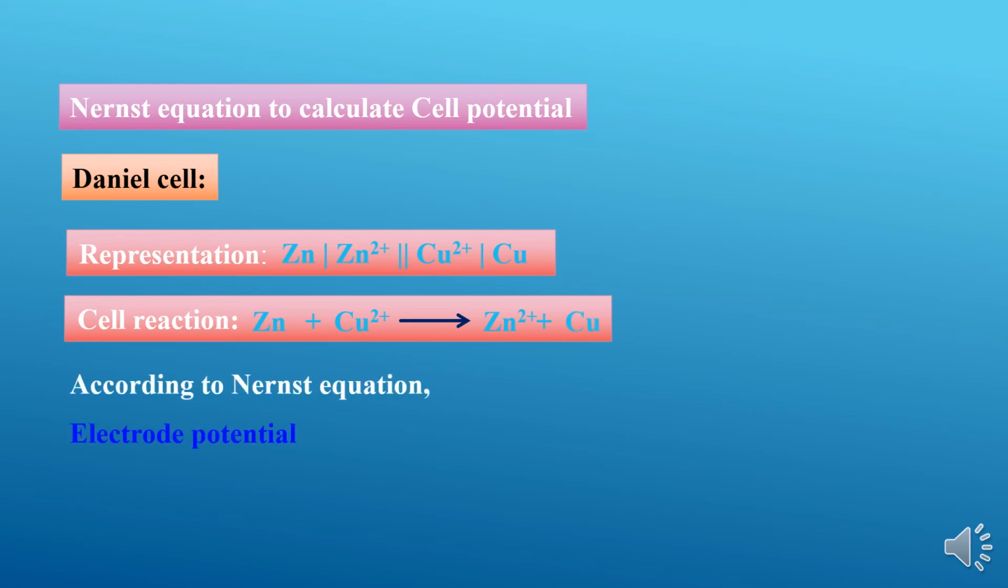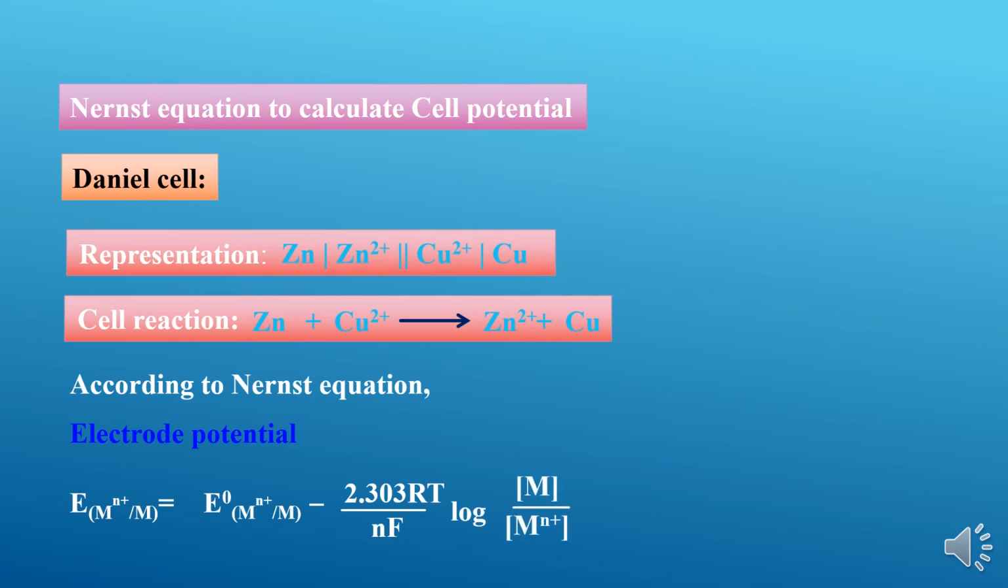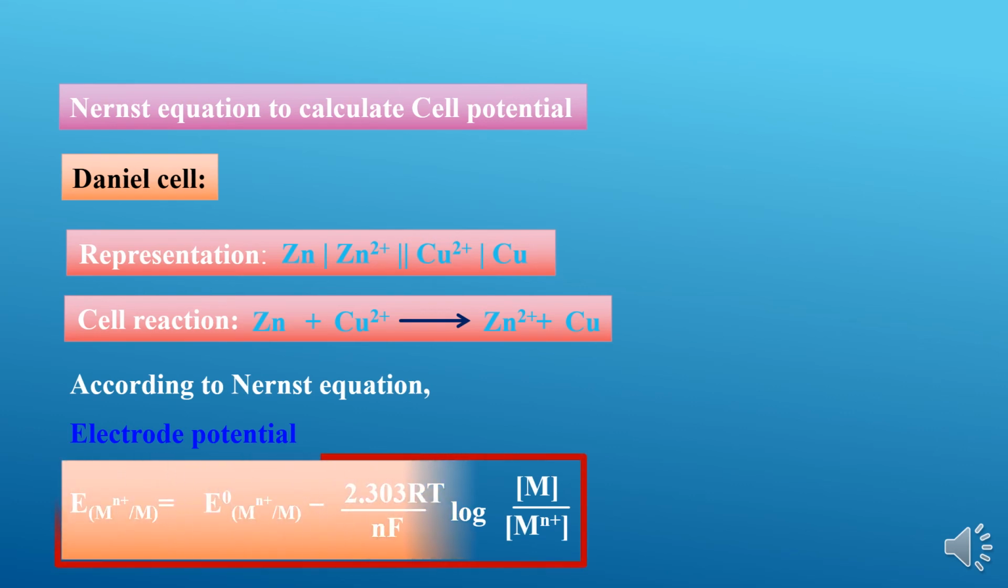According to the Nernst equation, electrode potential is calculated by E of Mn+/M is equal to E naught of Mn+/M minus 2.303 RT by nF log of the concentration of M, that means the reduced state, divided by the concentration of Mn+, that means the oxidized state.